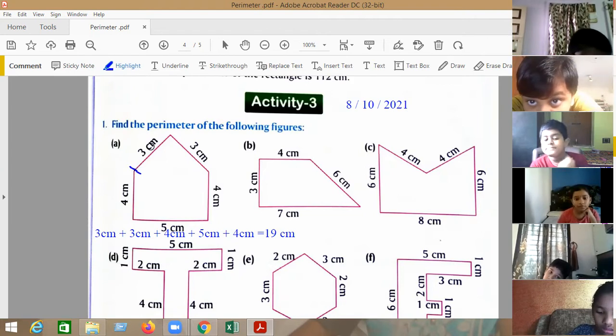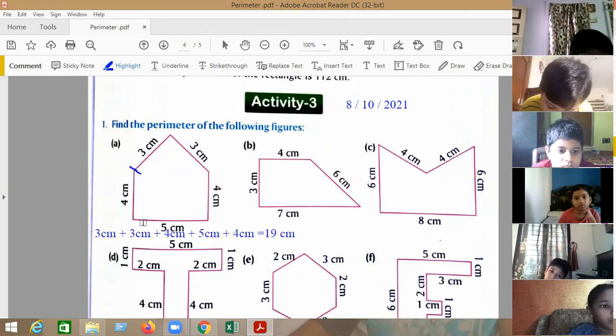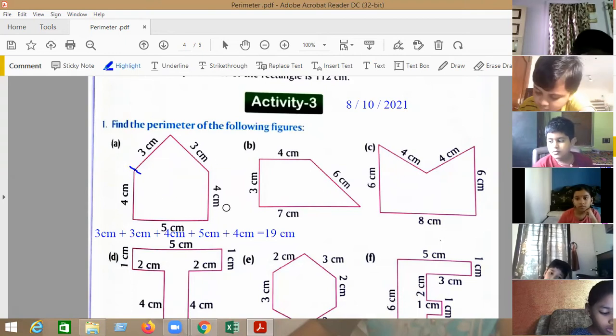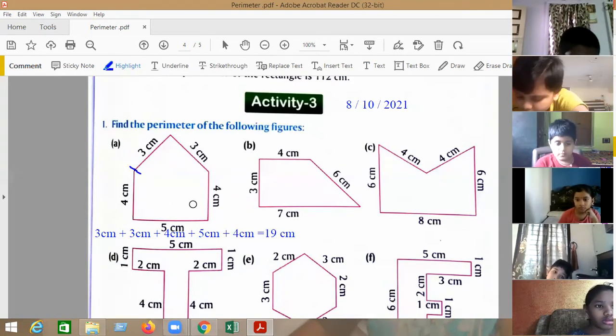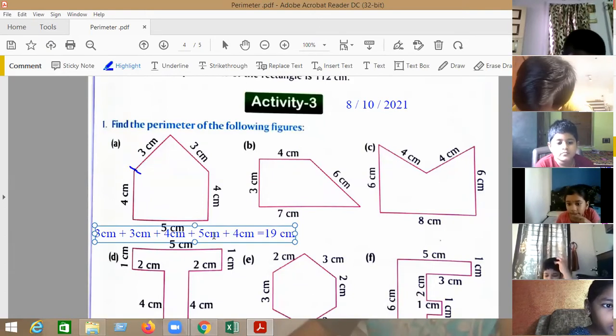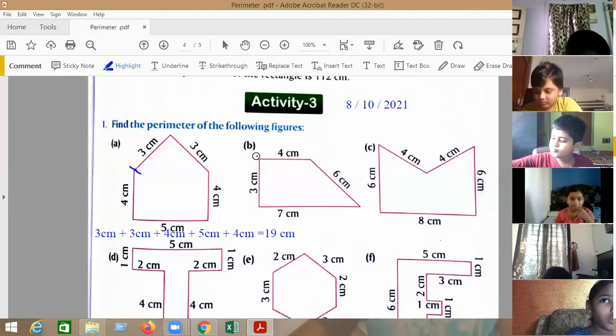3 centimeters plus 3 centimeters plus 4 centimeters plus 5 centimeters plus 4 centimeters. What is the perimeter formula, children? Sum of all the sides. So sum of all the sides means you should add all the sides. 3 plus 3 plus 4 plus 5 plus 4 equals how much? 19 centimeters. So children, what you should do? Give a mark here. When you are finding the perimeter of the figure, give a mark here.